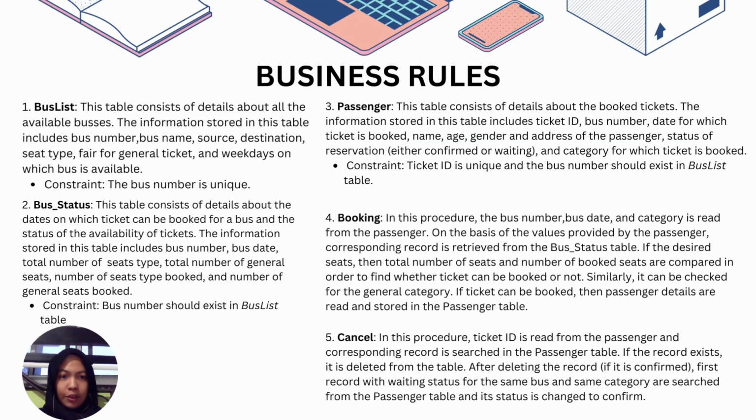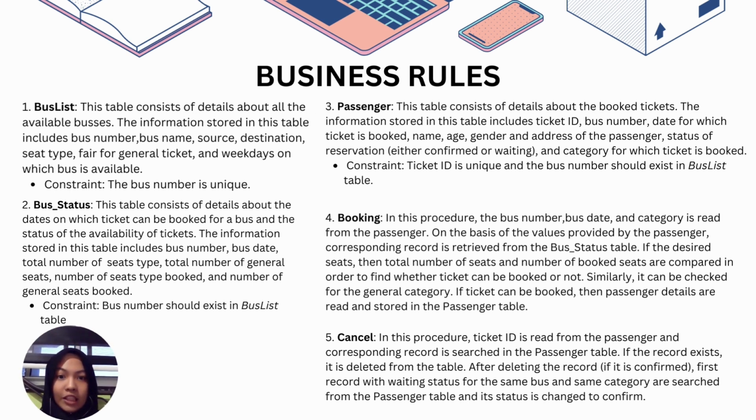Alright, and then for the business rules, first one is bus list. The first table consists of details about all the available buses. The information stored in this table includes bus number, bus name, source, destination, seat type, fare for general ticket, and weekdays on which the bus is available. The constraint is that the bus number is unique.